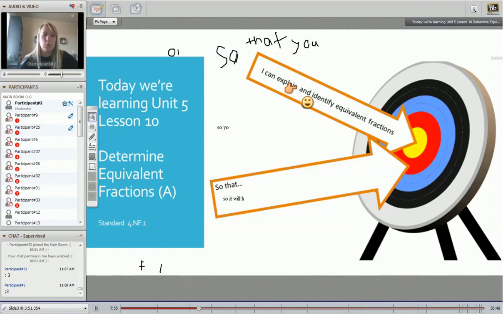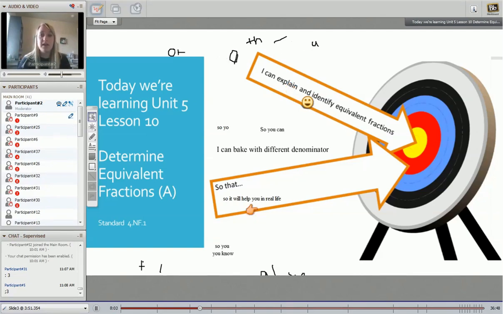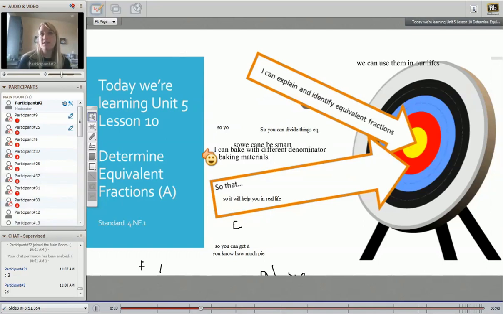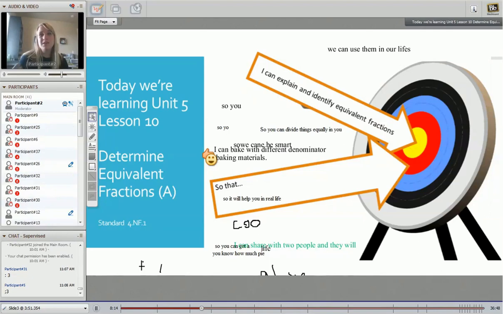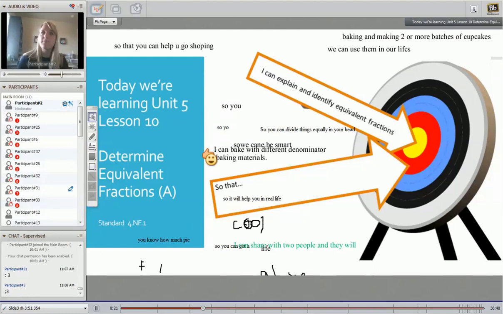So where would be some times where you might need to know that fractions are equal to each other? It will help you in real life. You can bake things, right? Maybe you're baking a cake, and the recipe calls for 3/4 cup, but you only have a certain measuring cup, and you have to be able to know the right amount, right? It helps you going shopping. You can be smart, right?